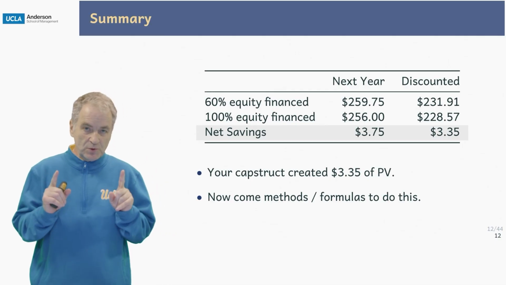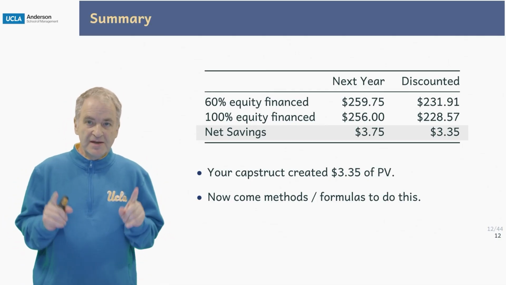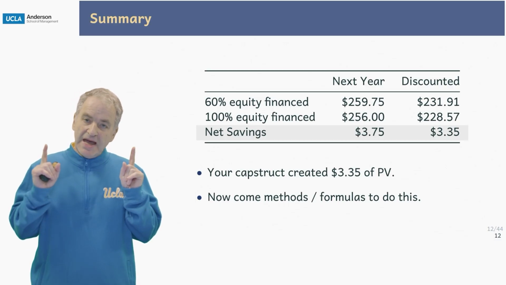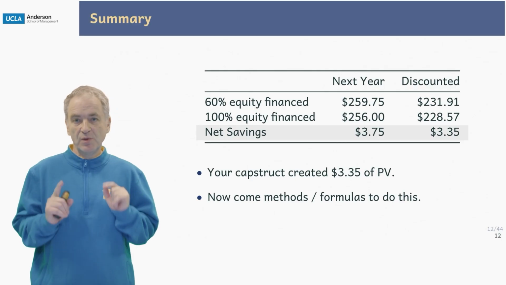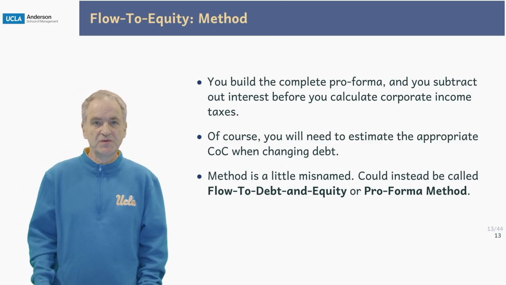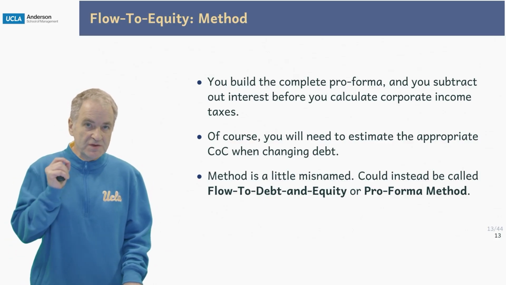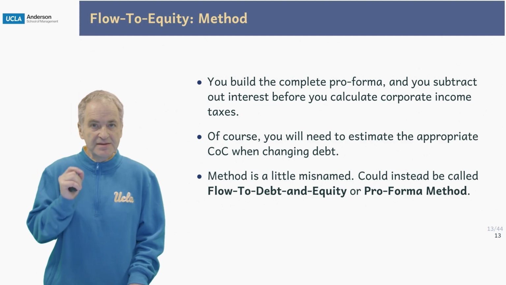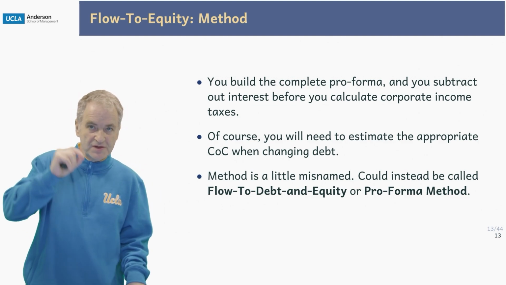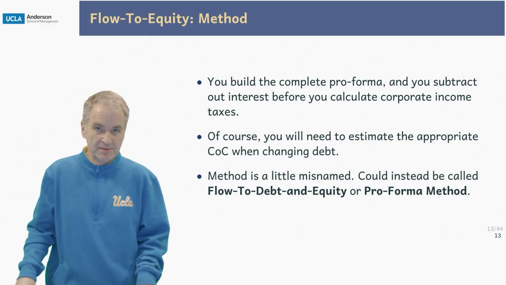And what we're going to do in the rest of these slides is talk about methods that basically get you to the $3.35 and that are used heavily in the real world. The first method is flow to equity. And you've really already done that, because all that means is that you just construct the pro forma with the individual components, one of them being you subtract out interest before you calculate the corporate income tax.